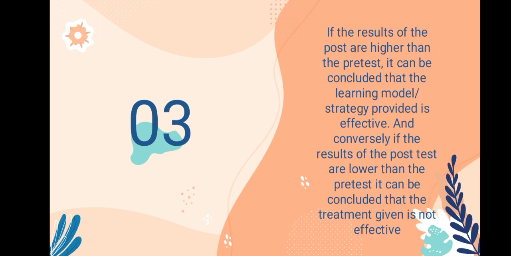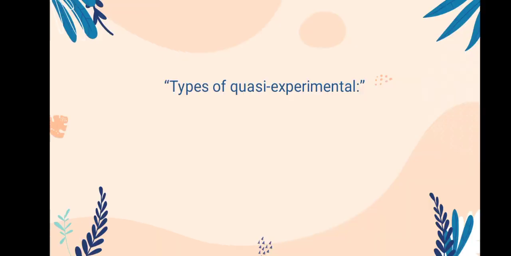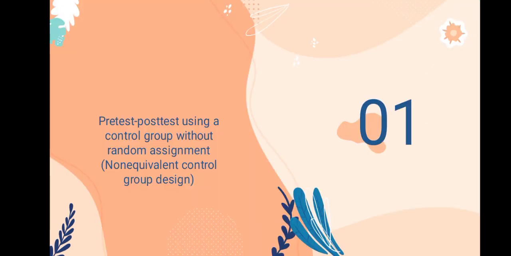Next, if the results of the post-test are higher than the pre-test, it can be concluded that the learning model or strategy provided is effective. And conversely, if the results of the post-test are lower than the pre-test, it can be concluded that the treatment given is not effective. Types of quasi-experimental.